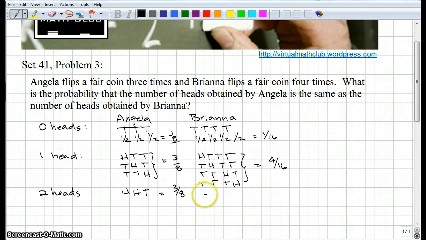And for Brianna, it's a little bit trickier. She gets 2 heads and 2 tails. So it could look like heads, heads, tails, tails.